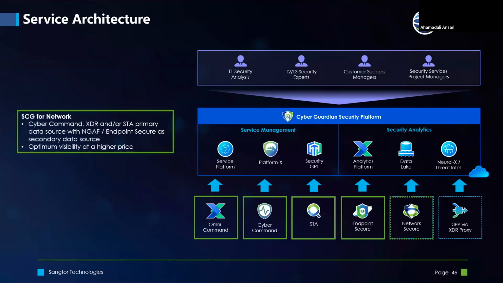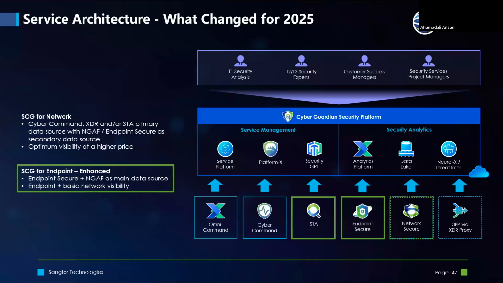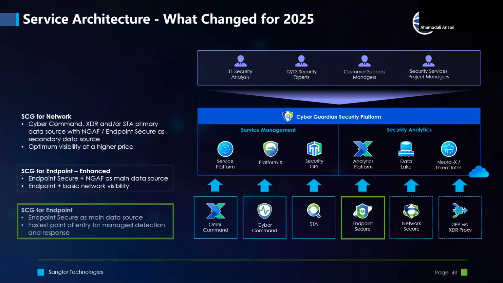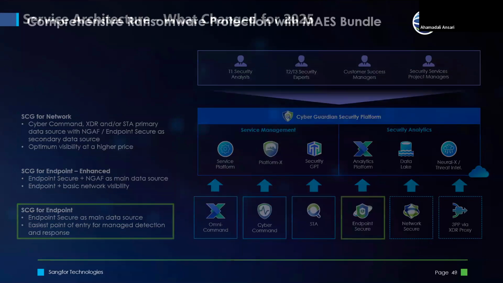So as I said, you can go with either Cyber Command XDR as an approach for the optimal data source, because next gen firewall or endpoint secure could be a secondary data source. So optimal visibility can be available at a higher price, but in case you want to achieve it with the enhanced one, you can go with the endpoint with network secure firewall, or you can get endpoint with the basic network visibility directly from the solutions perspective. So endpoint secure acts as the main data source in terms of managing the detection and response.